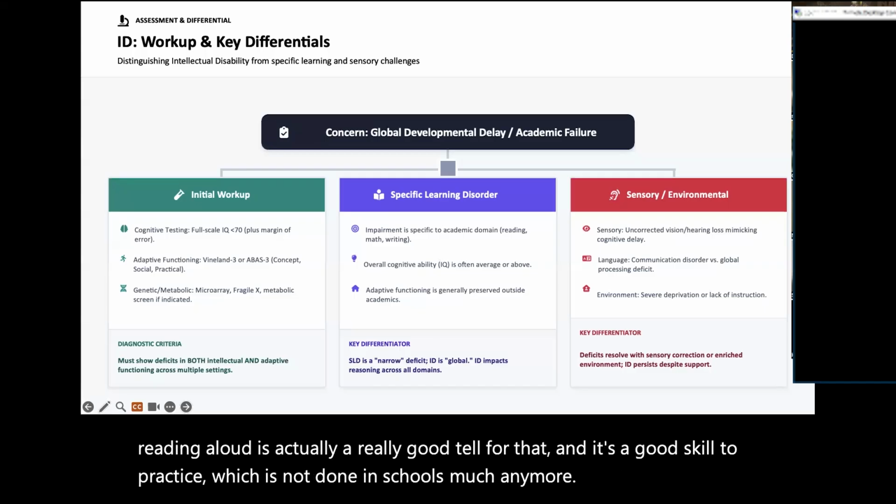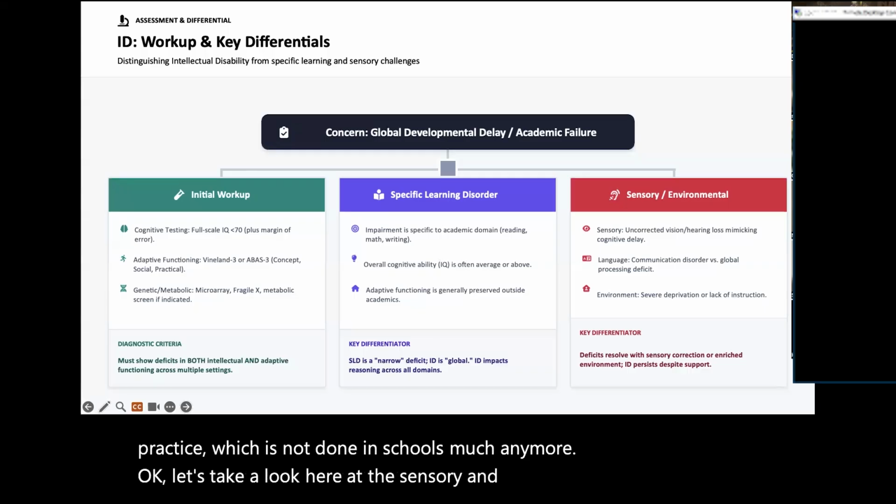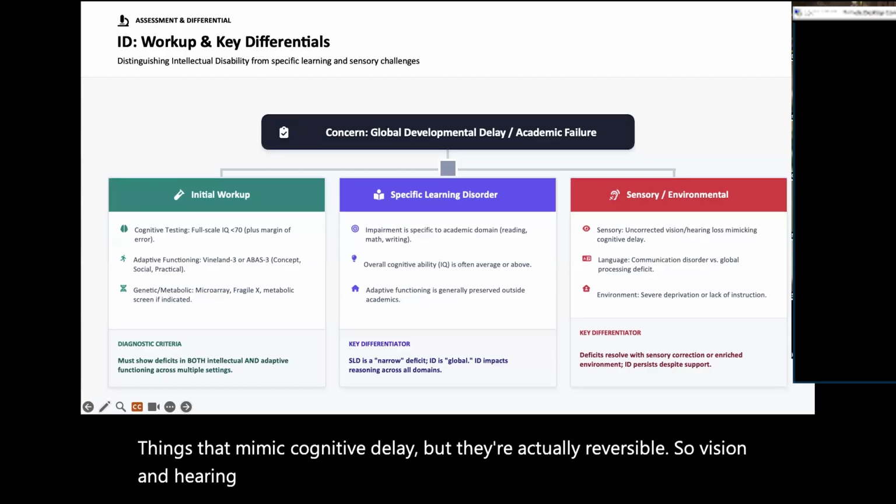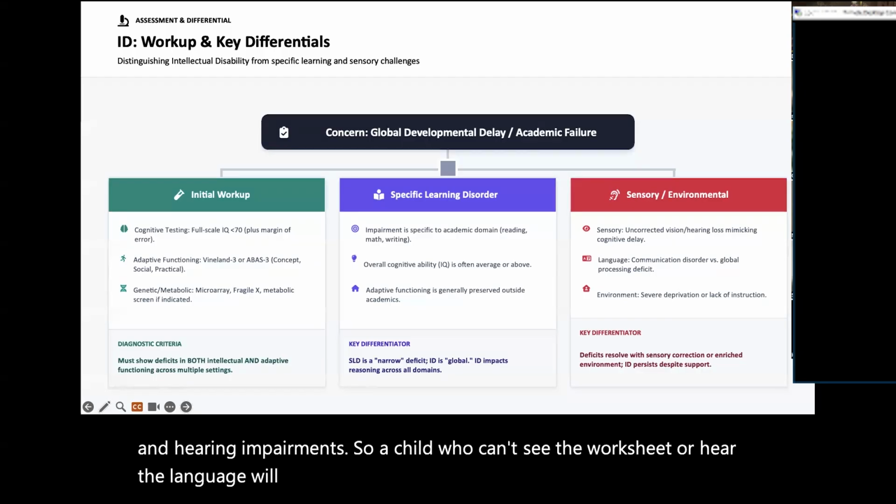Okay, let's take a look here at the sensory and environmental factors. So the third bucket includes things that mimic cognitive delay, but they're actually reversible. So vision and hearing impairment. A child who can't see the worksheet or hear the language will appear delayed academically.